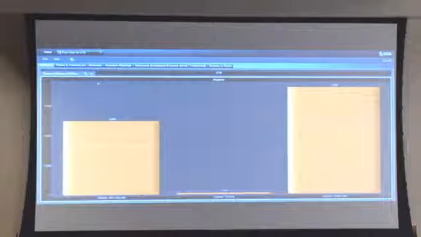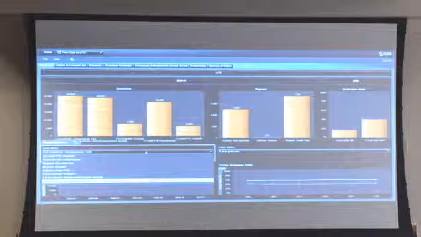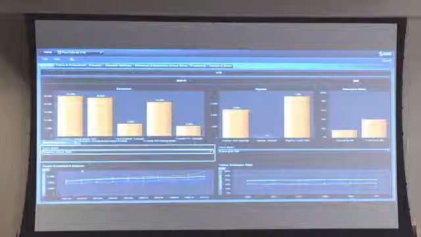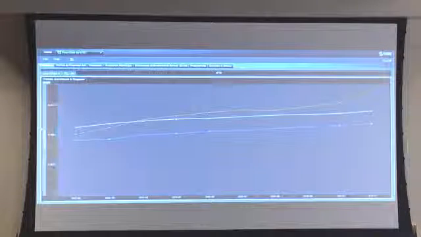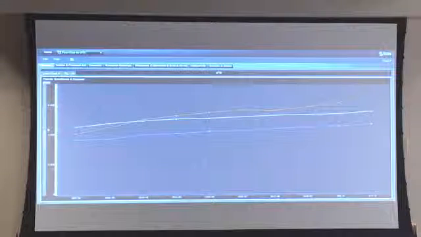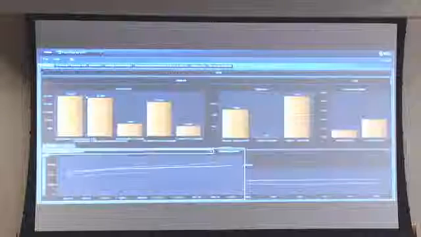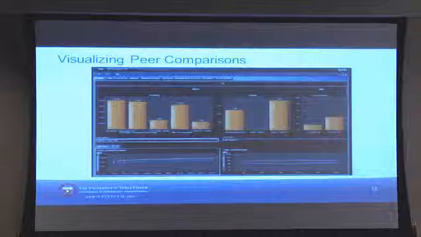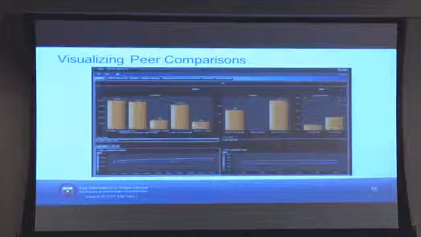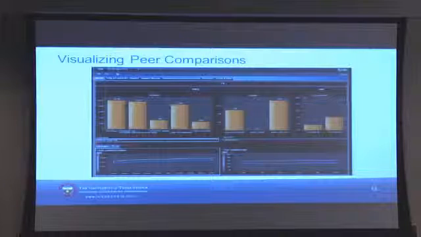Orange is UT, and the line is the baseline, the median of the baseline peer. What's opening up now is a trend line. The orange line is UT, the blue line is the baseline peer, and the gray is the aspirational peer. So this is one of the tools we have. You can get to it from our UT system website, and I'll give you the URLs at the end if you're interested in looking at it more.